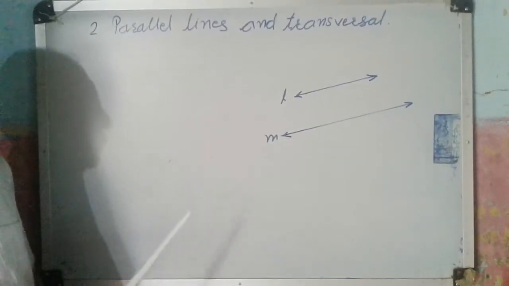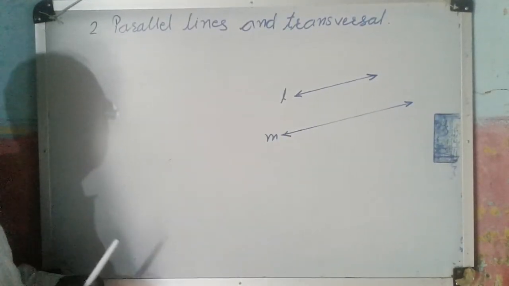Now in our mathematics we will start the second chapter, parallel lines and transversal. So first we will revise what is meant by parallel lines and transversal. So, parallel lines.